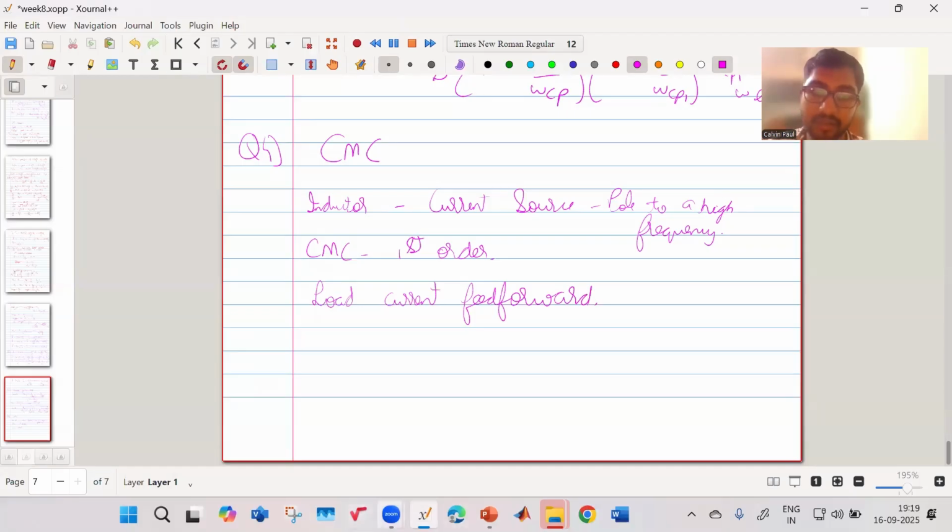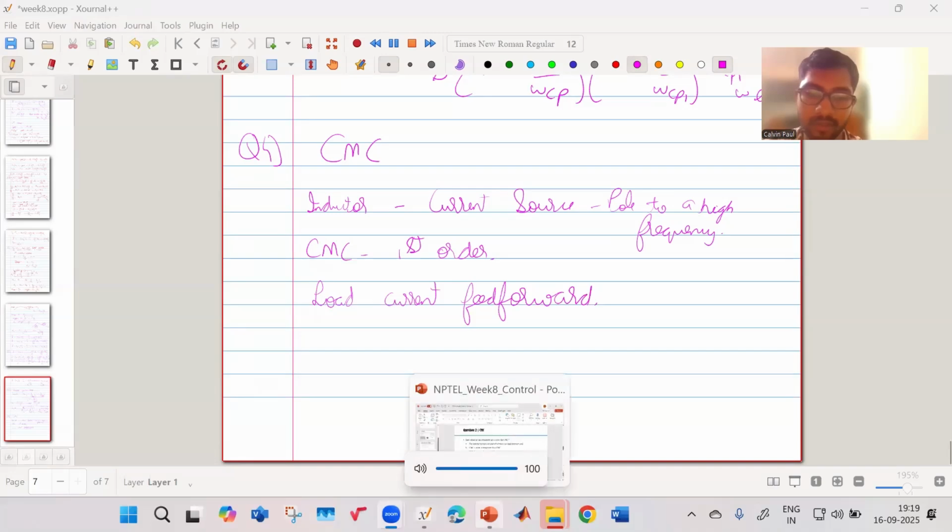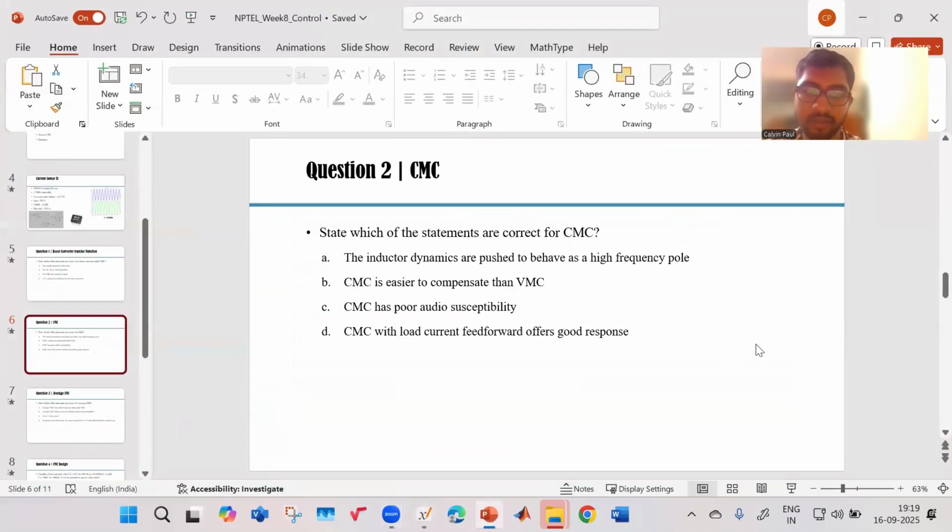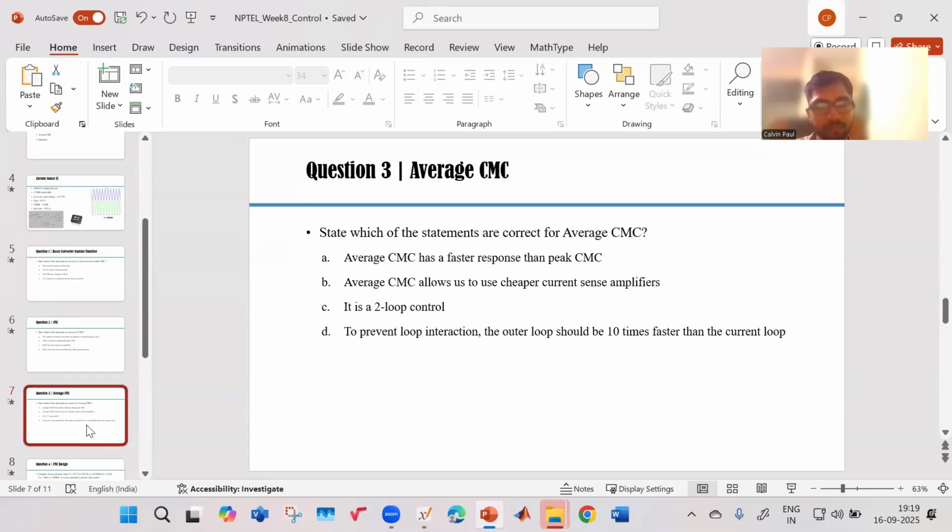Okay. Any doubts in this? Arun's explanation was very good. You all don't have any more queries. Okay, so we'll proceed to the next question. Question 3. Okay, average current mode control. What are your thoughts about average current mode control?